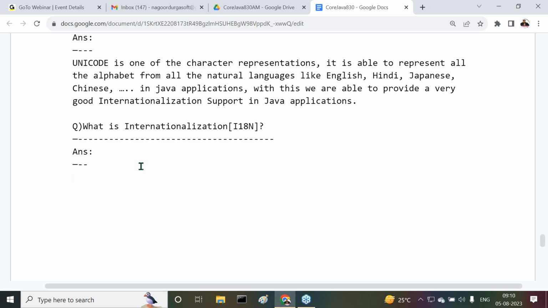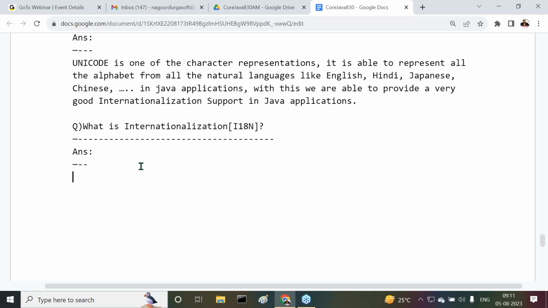But what is the right solution? The right solution should be that only one product is prepared. But that product has to identify the locality of the customer from where the requests are coming. Locality of the customer means the country and language of the respective customer. After getting those details, we can provide our product services in the respective language.